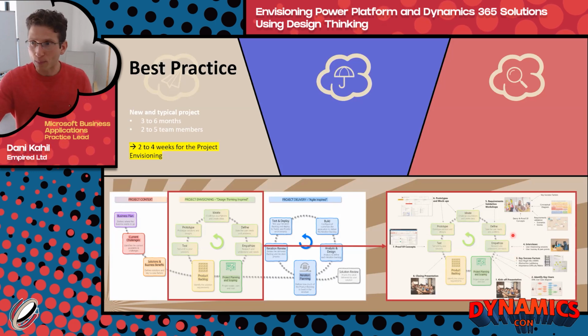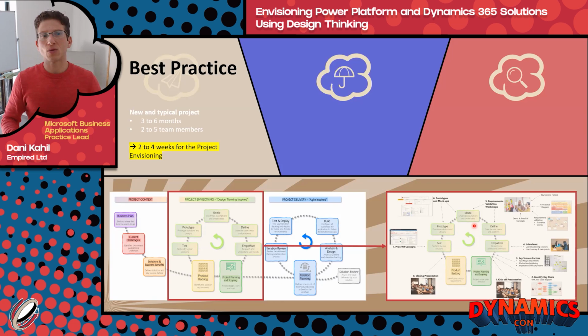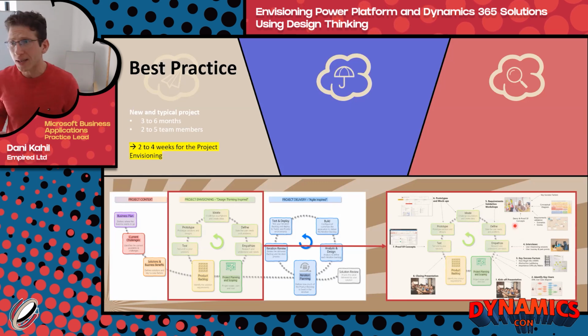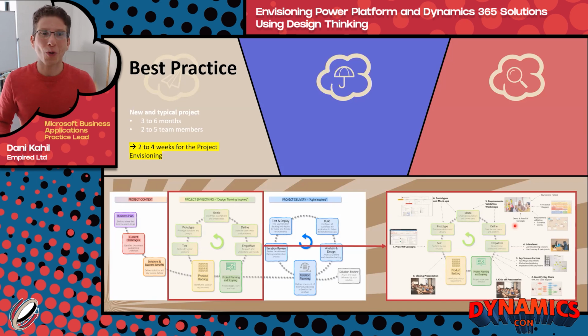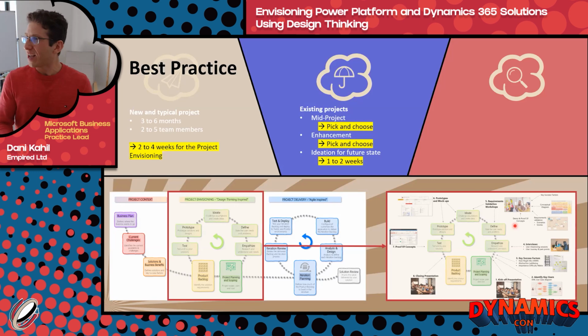So I'm usually proposing that we have that discovery at the beginning to have that shared vision and shared understanding of requirements, and that usually takes about 2 to 4 weeks, depending on the scope and so forth. As I was saying, if the project is new and of that size, then it takes about 2 to 4 weeks to run that project envisioning and all those activities. Now, not all the projects are new, and not all the projects are of that size. So what happens, for example, with existing projects? There's a lot of engagement where I come in midway through a project, or it's an enhancement.